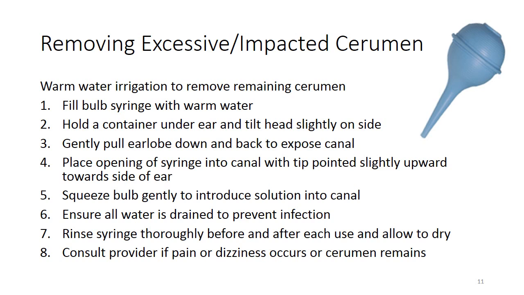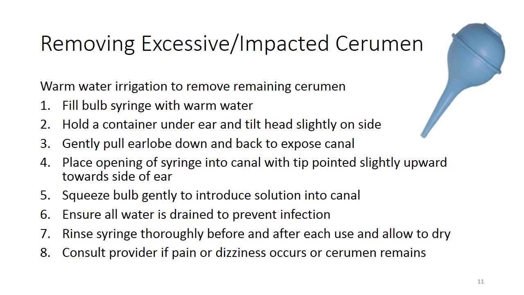I mentioned that the remaining cerumen could be removed by flushing the ear with warm water. The proper procedure is as follows. Fill the bulb syringe with warm water. Do not use hot or cold water. Hold a container under the ear to catch the water and tilt the head to the side. Gently pull the earlobe down and back to expose the ear canal.